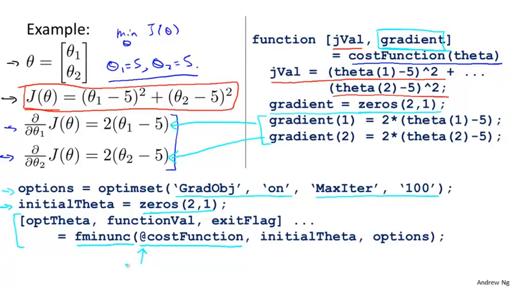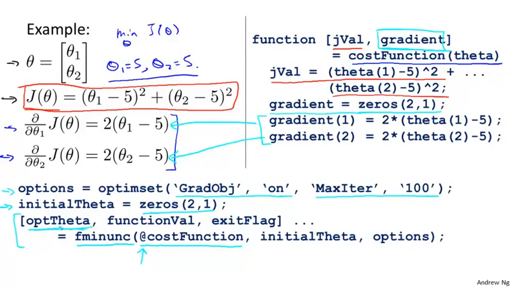And if you call this, it will use one of the more advanced optimization algorithms. And if you want, think of it as just like gradient descent, but automatically choosing the learning rate alpha for you, so you don't have to do so yourself. But it will then attempt to use these sort of advanced optimization algorithms, like gradient descent on steroids, to try to find the optimal value of theta for you.